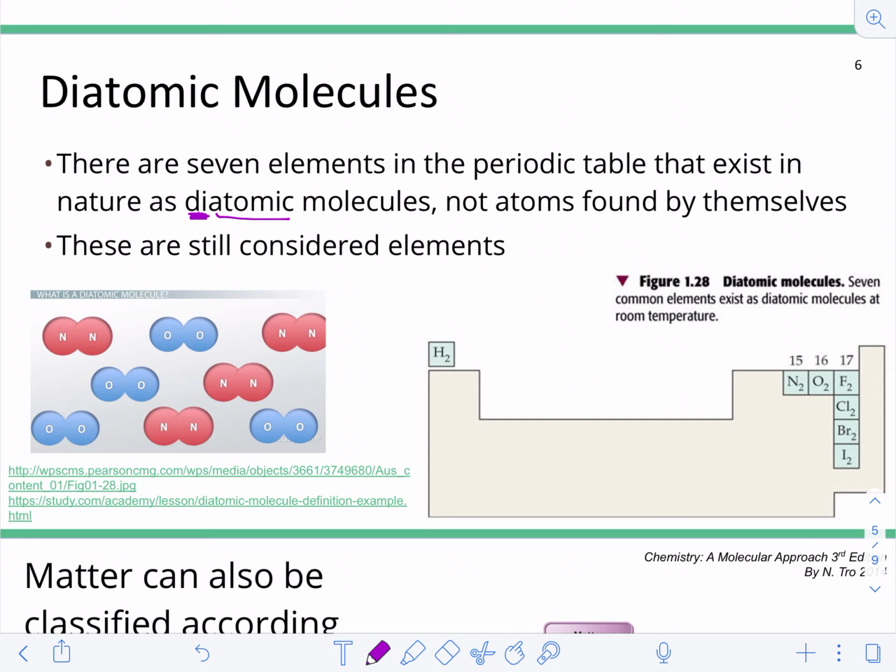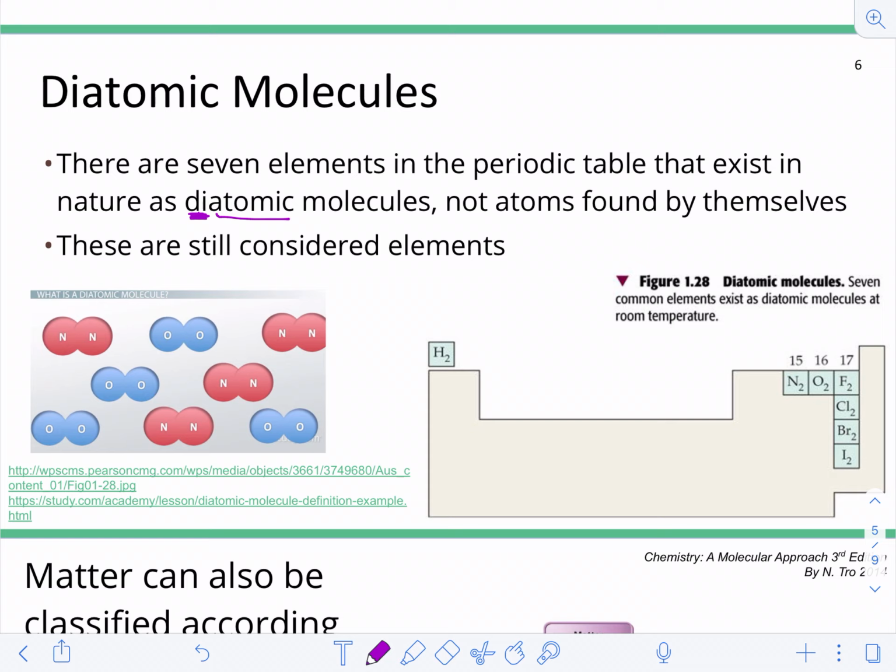So here's an example, they have pictures of nitrogen and oxygen, and notice how each one of those has 2 atoms kind of stuck together. Okay, so all of these molecules are still considered elements, even if they exist as pairs, because they're made up of only one kind of atom.